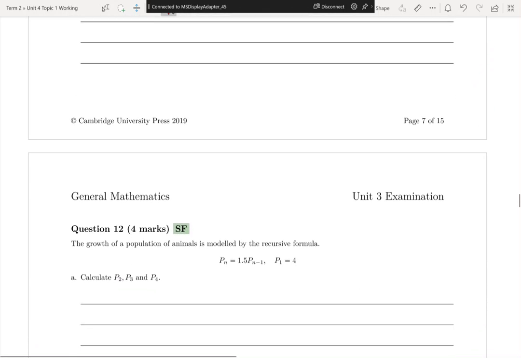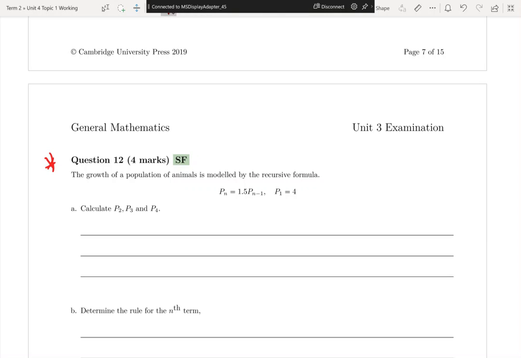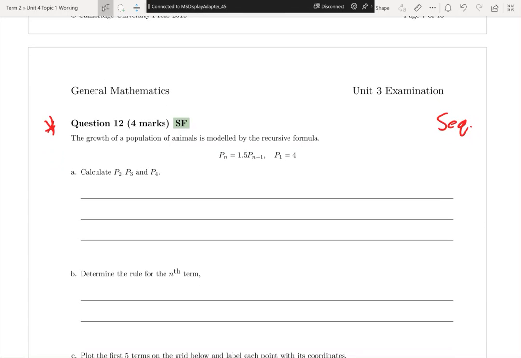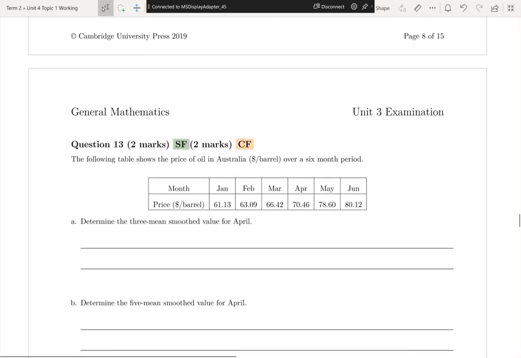Okay, question 12. So 4 marks. Once again, this is probably one I'd be looking at. I should spend a little bit of time here. The growth of population of animals is modeled by a recursive formula. Pn equals 1.5 times Pn minus 1, where P1 is equal to 4. What kind of question is that? So you've got to find P2, 3, and 4. Then you've got to rearrange that to find a rule for it so that you're not just doing it recursively, which is a pain. And then you just got to plot that, so that's pretty easy. Yeah, definitely be spending some time on that.